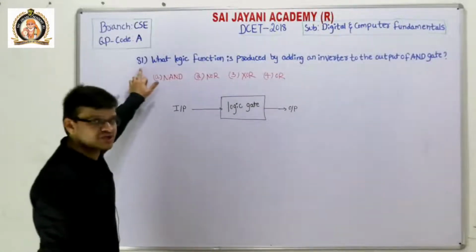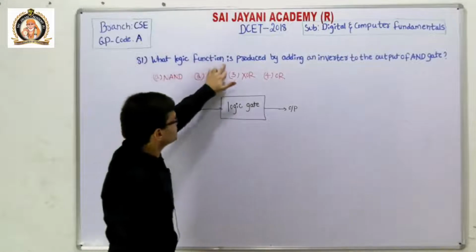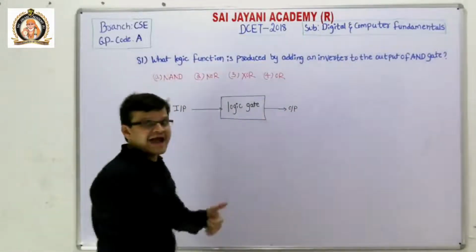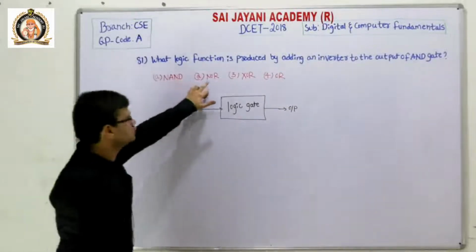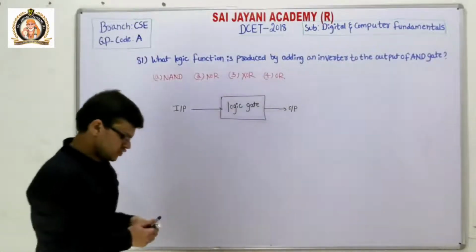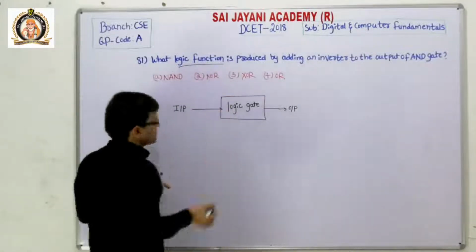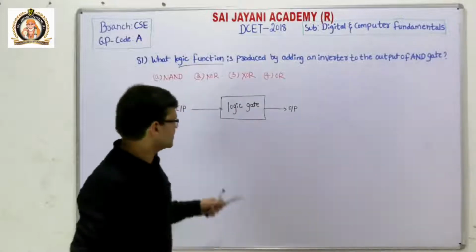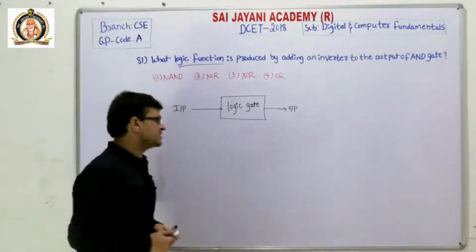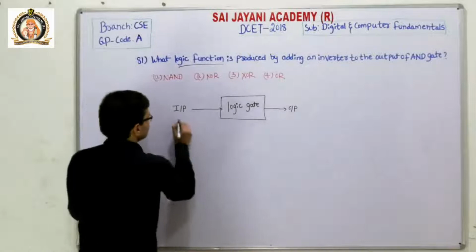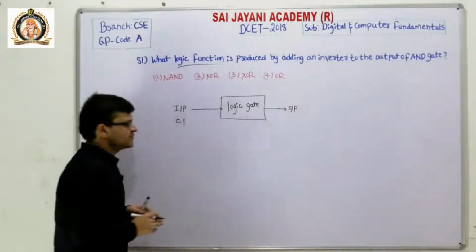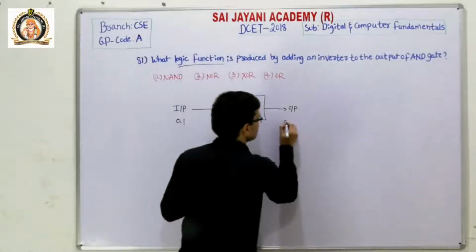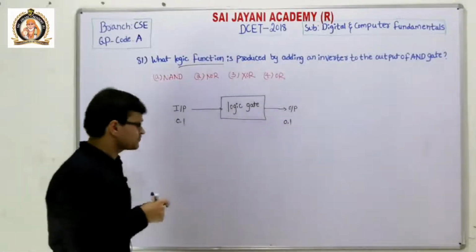In that, question number 81: what logic function is produced by adding an inverter to the output of an AND gate? We have four options: NAND, NOR, XOR and OR. Okay, what is meant by logic function? A logic function is the operation performed by the logic gate whenever an input signal is applied to it. In digital electronics, the input signals are 0 and 1 only. Similarly, the output produced by the logic gate is also in the form of 0 and 1 only.